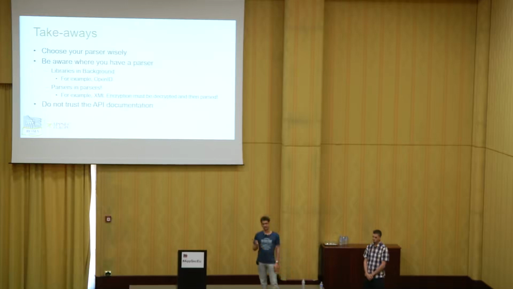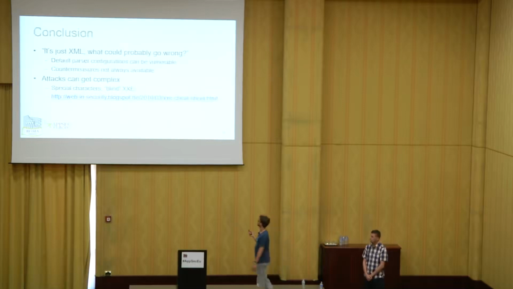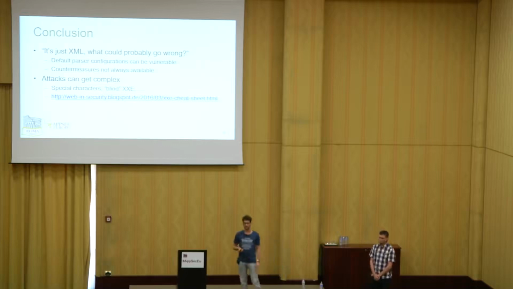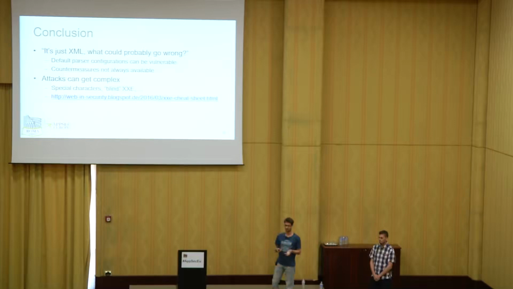And you shouldn't trust the API documentation. If you don't believe me, check out XMLReader from PHP. You should test and verify it. So to conclude our session, we started with "it's just XML, what could possibly go wrong?" I hope you can all answer this question now, more or less. In one sentence: DTDs are a problem and are still a problem, and the default parser configurations are still insecure in most cases. Also, countermeasures are not available, so if you choose one parser, you cannot mitigate these attacks.